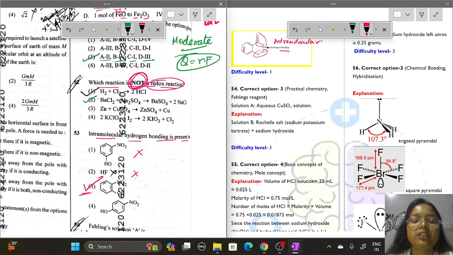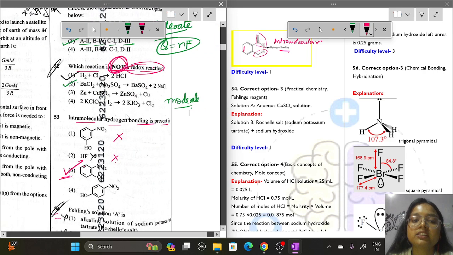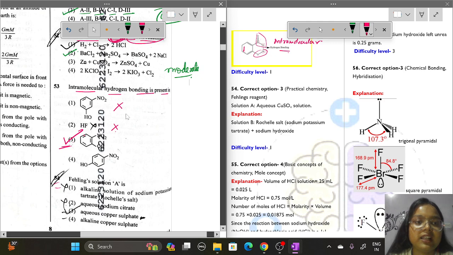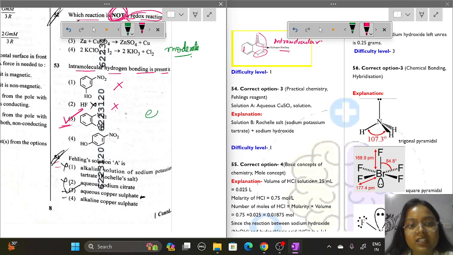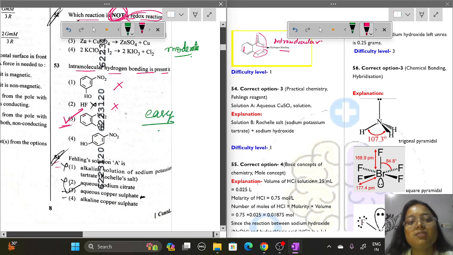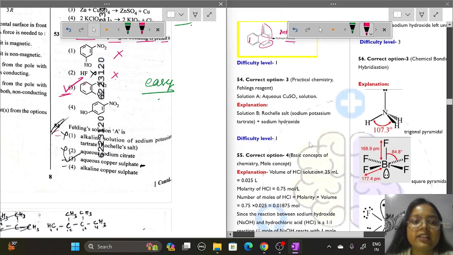Okay, I am going towards the average student's mentality. Question number 52. In question number 52 also, it is a moderate level question. We have to find out the oxidation state only, and if we know the oxidation state of every element, then it is easy for us. In question number 53 also, it is a very easy type of question, because we have to find out the hydrogen bonding only, right? And next, move on to the next question.